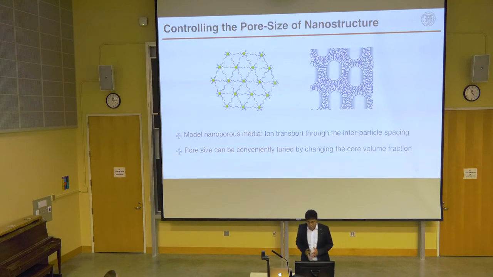Okay. So this nanoporous separator acts as a model nanoporous media, because the silica nanoparticles here act as blocking edges for the dendrites, but the ions can flow in the pores. Also, one can easily tune the pore size of this membrane by changing the volume fraction of the nanoparticles in the membrane, right?